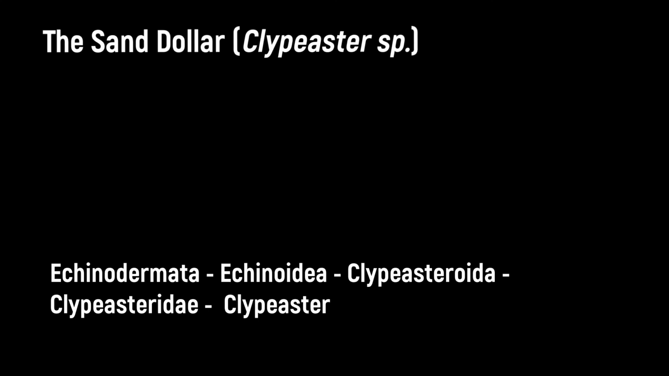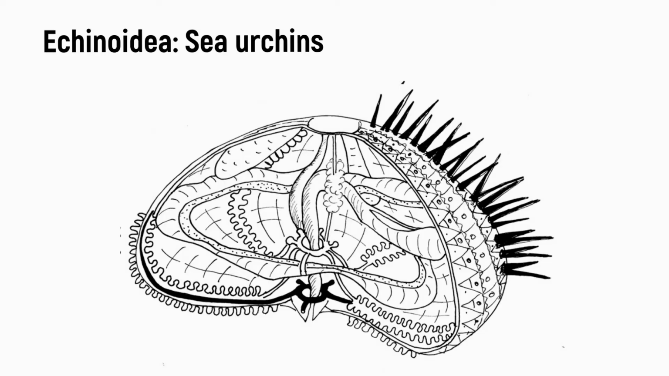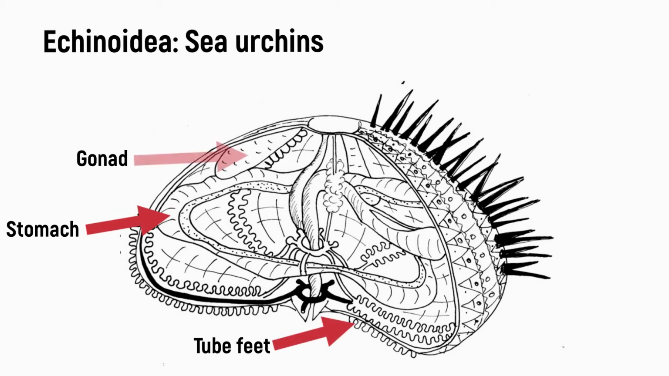The next preparation object is the sand dollar, which is an unusual sea urchin. The sea urchins form the class Echinoidea within the Echinodermata. They occur in all seas. About 950 species are known to date.